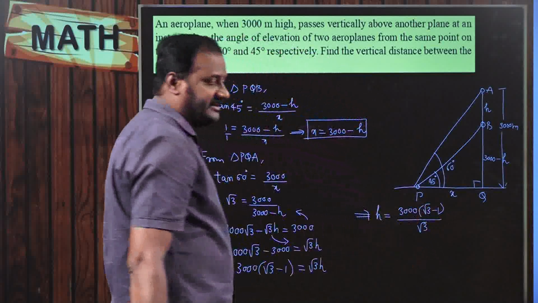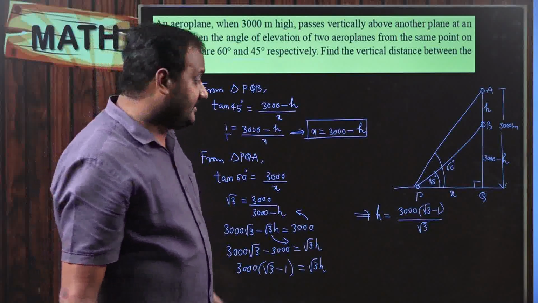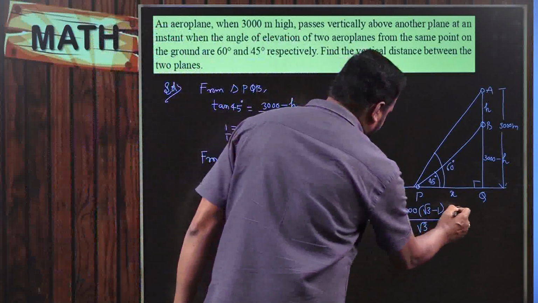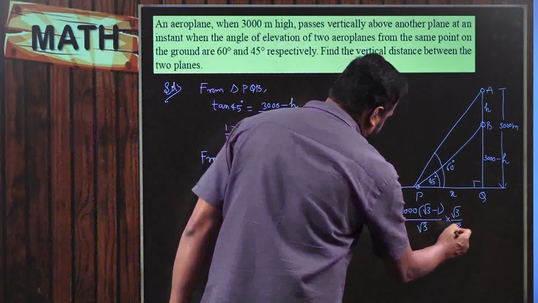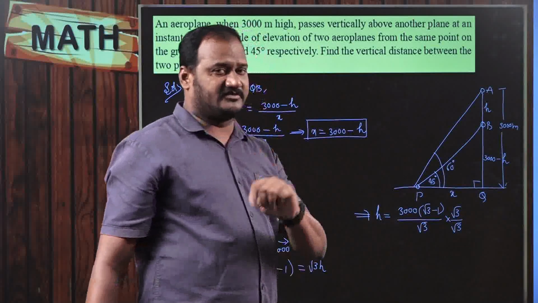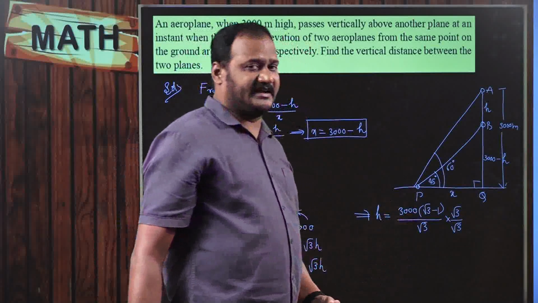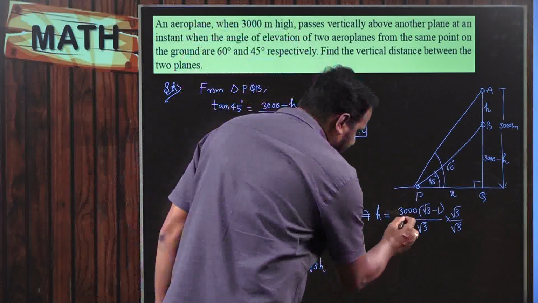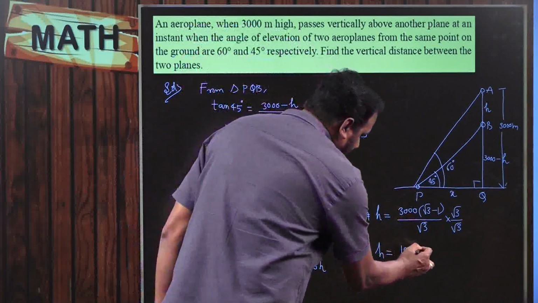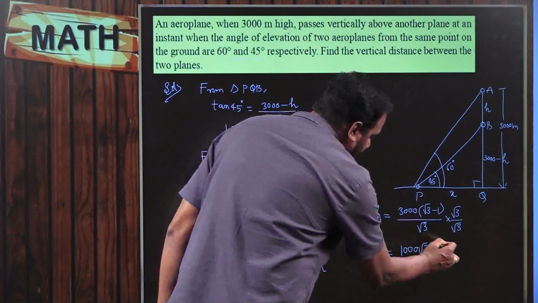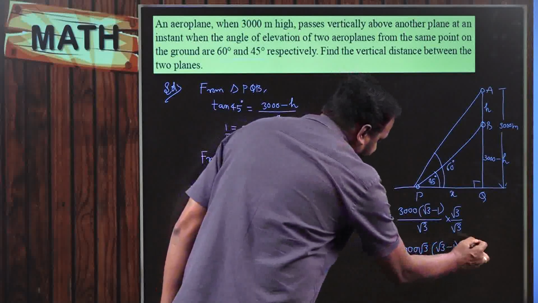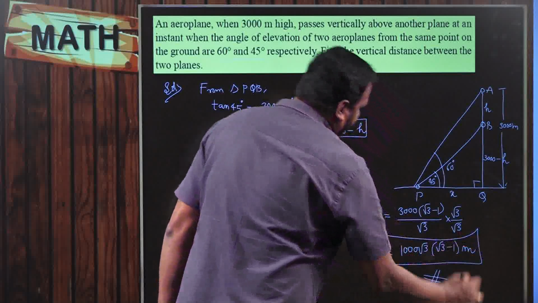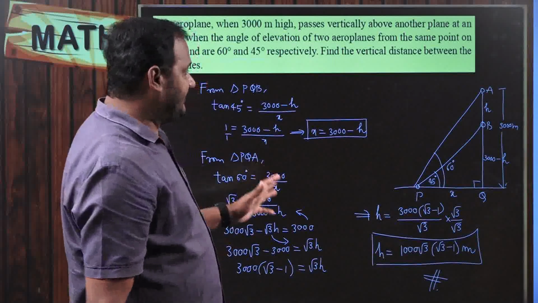Again you have root 3 in the denominator. So what has to be done? You will have to rationalize the denominator by its rationalizing factor, so multiply by root 3 divided by root 3. Root 3 into root 3 is equal to 3. 3 and 3000 can be cancelled, giving 1000 times. Therefore h is equal to 1000 root 3 into (root 3 minus 1) meters, which is the distance between both the aeroplanes according to the given information.